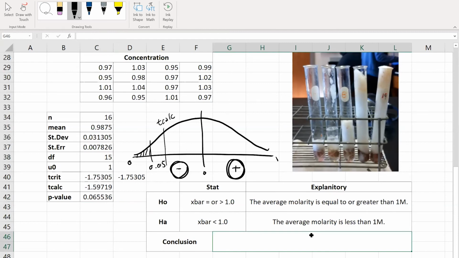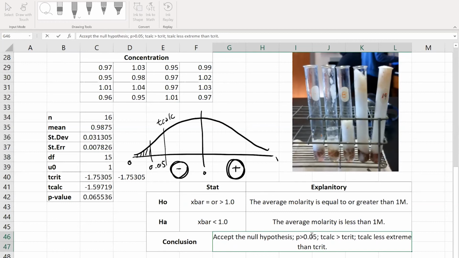So the conclusion that we come to is that we accept the null hypothesis. Our p-value is greater than 0.05. You could also say t-calc is less extreme than t-crit, any of those.